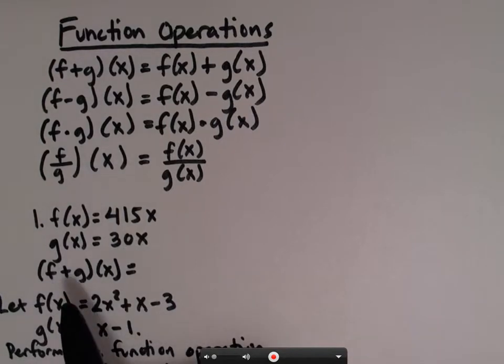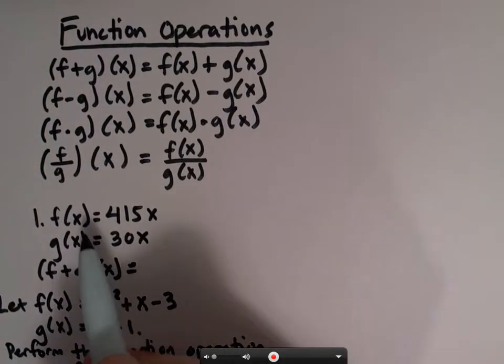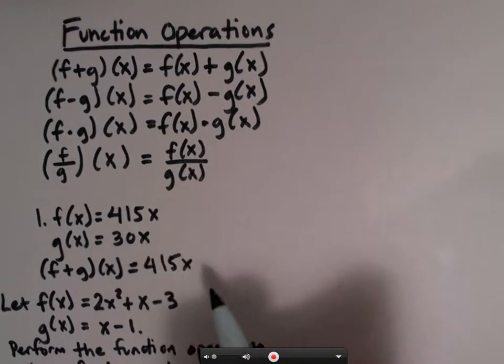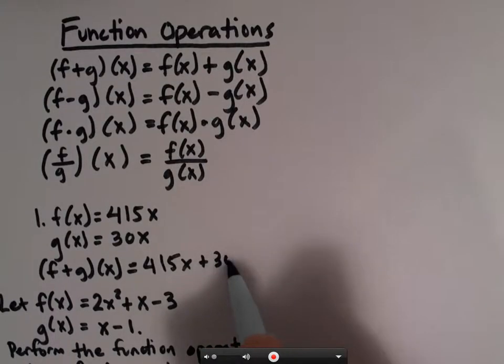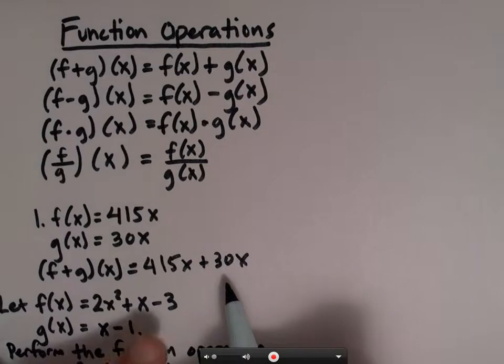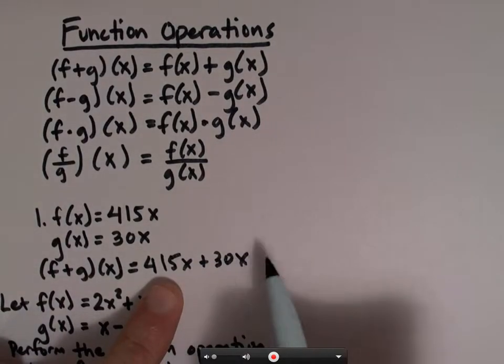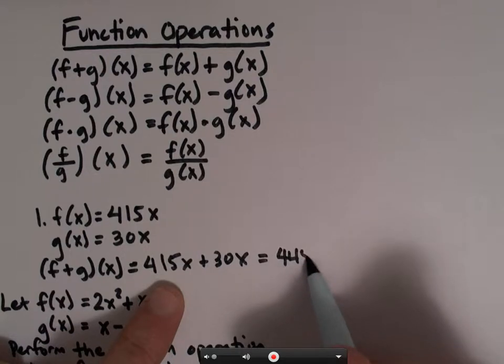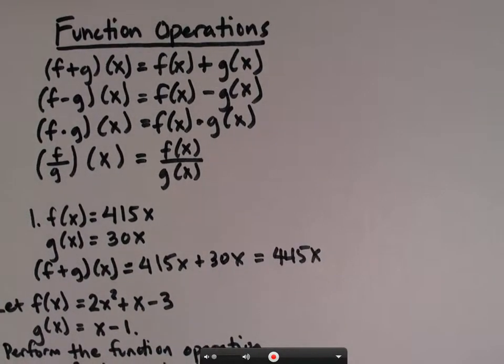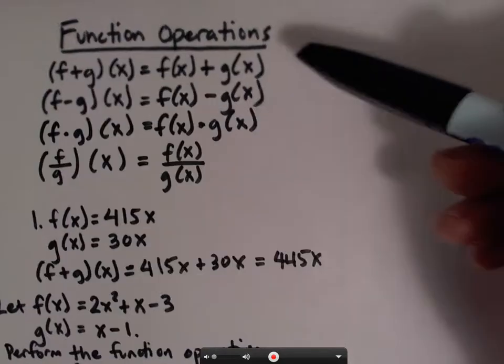When I add them together, just as you might expect, I can simply take f of x and add it to g of x. So the speed, let's say the wind is blowing behind the plane, accelerating the plane, I can just add them up. So the total speed combined is 415x plus 30x, so 445x. This just demonstrates the kind of basic rules that we can go by here.